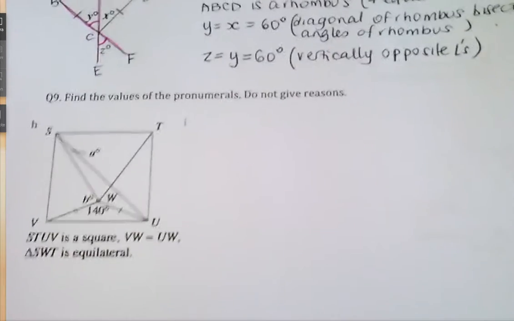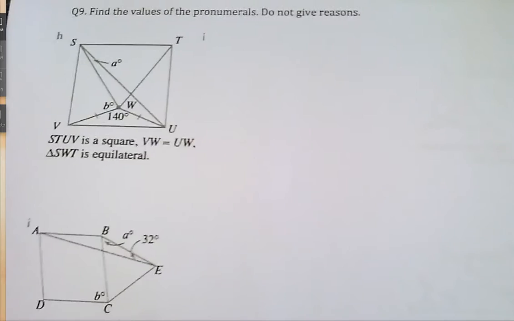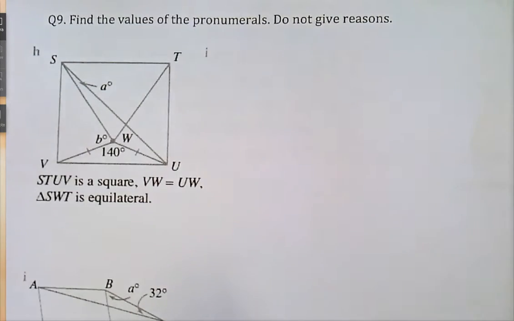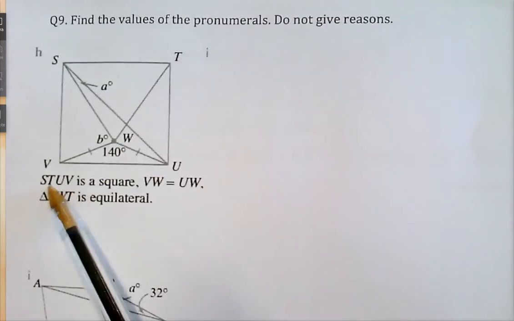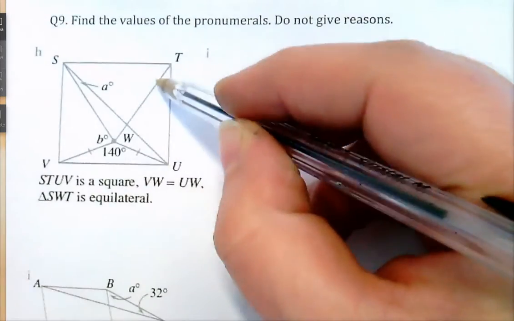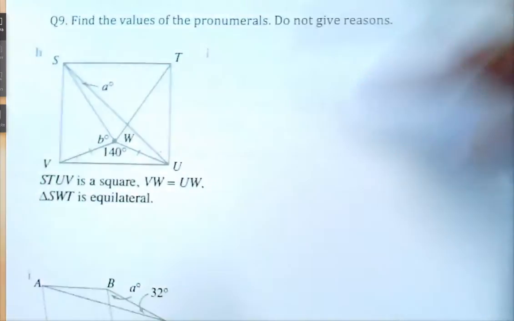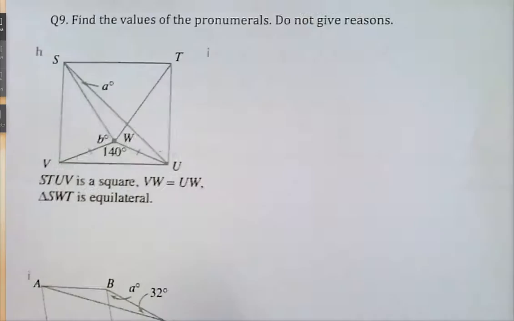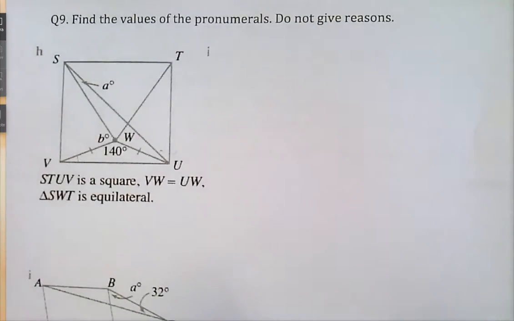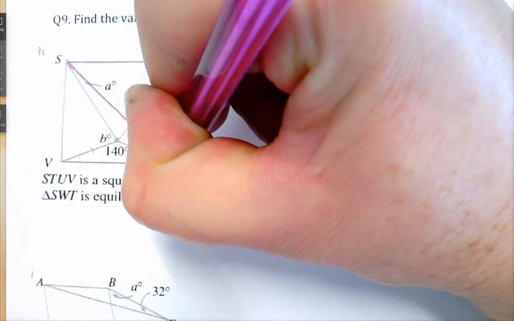Now for question 9. Now these questions are harder, but we're not asking you to give reasons for these ones. So let's look at this first one. Okay, here is question 9H. Now it says that STUV is a square. Now that tells us a few things, that we've got right angles. It also tells us that all the sides are equal in length. But we can also see, and this is the most critical thing in this question, because if you can't see it, you actually can't do it, that we've got the diagonal of a square.